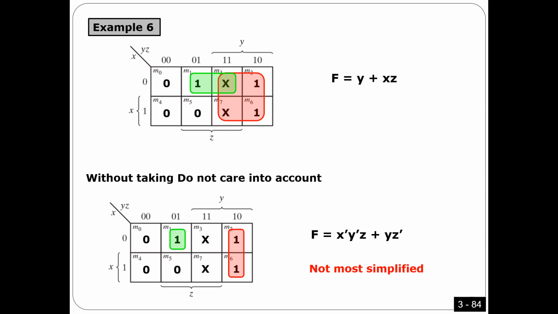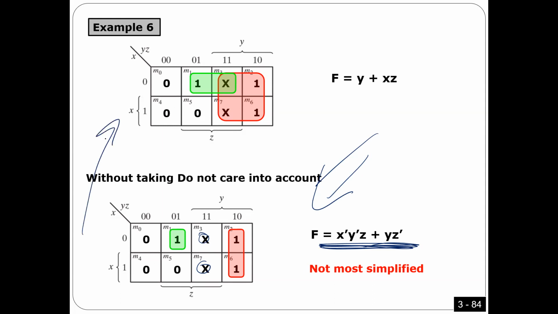So let's look. If I don't take x into consideration, as you see here, I'm going to take this one and this one, and then I'm going to take this one alone. So here I didn't use any don't care. In other words, I'm going to consider this one 0, and this one 0, so the circuit will make 0 here and 0 here. In this case, I got this function, but this is not the most simplified one.